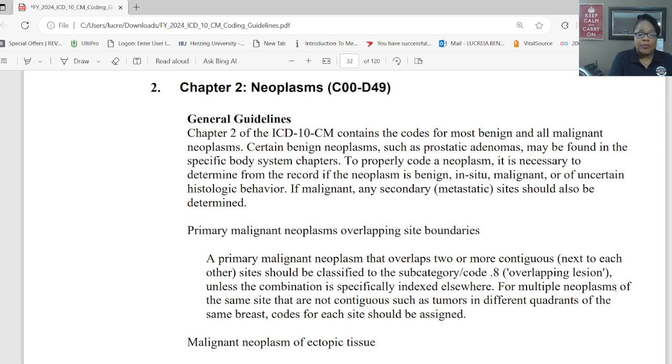For multiple neoplasms of the same site that are not contiguous, they're not joined, such as tumors in different quadrants of the same breast, code for each site should be assigned. So each site of a breast, and they're not contiguous, are individually coded.